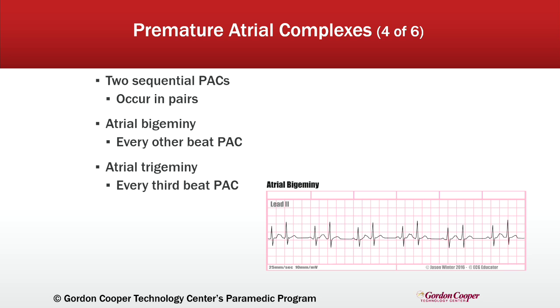Now let's talk about some sequential patterns of PACs. So when you see 2 sequential PACs, it means the PACs are occurring in pairs. And this is referred to as atrial bigeminy. So in bigeminy, you'll have a PAC every other beat. So the pattern alternates between normal beat and a PAC. Now if the PACs happen every 3rd beat, that's called atrial trigeminy. In trigeminy, you'll see the regular rhythm for 2 beats followed by a PAC, then it repeats.